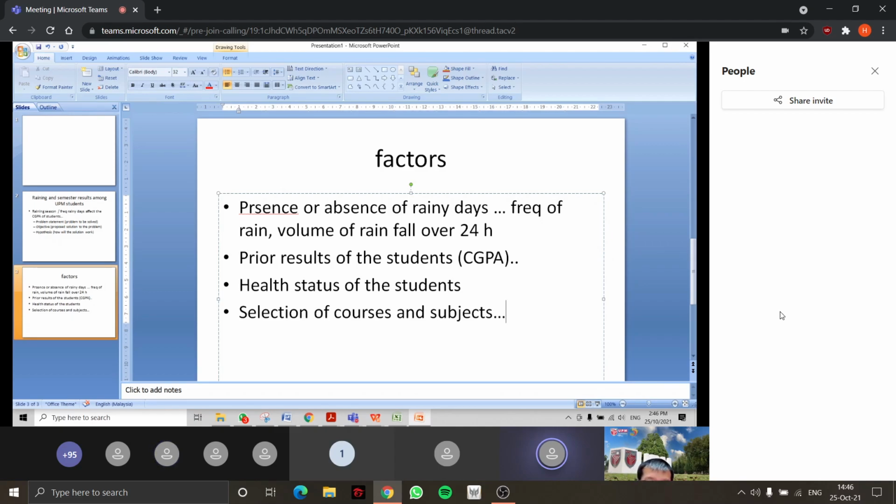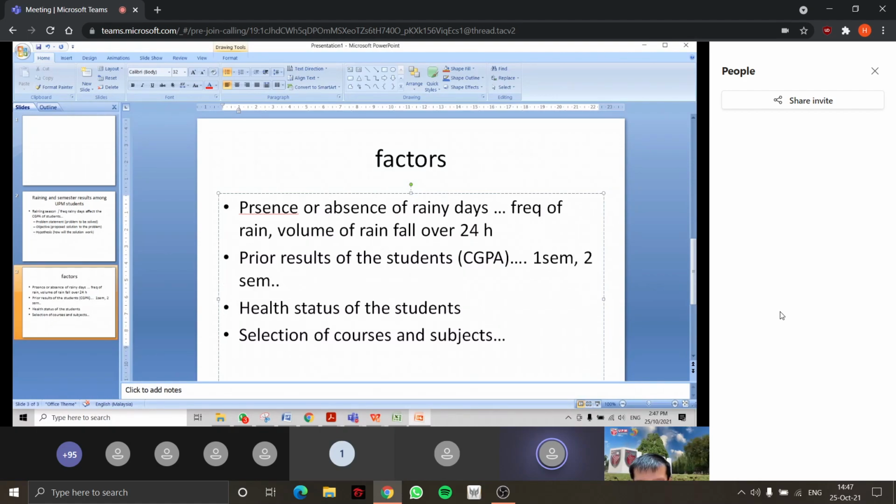Once you have a research focus, like in my case just now, I was talking about raining season and semester results among UPM students. So you think about what will actually be affected here. What will be the factors? And based on these factors, what can you measure? So prior results, maybe I talk about 1 semester prior, and maybe 2 semesters prior, and then it's going to be measured in grade points, or maybe even grades like ABC. So you have to decide here what you're going to measure.